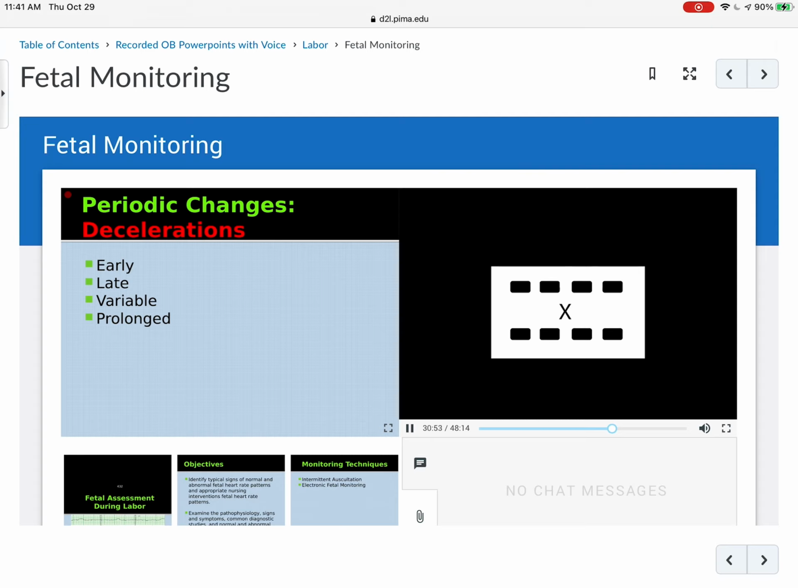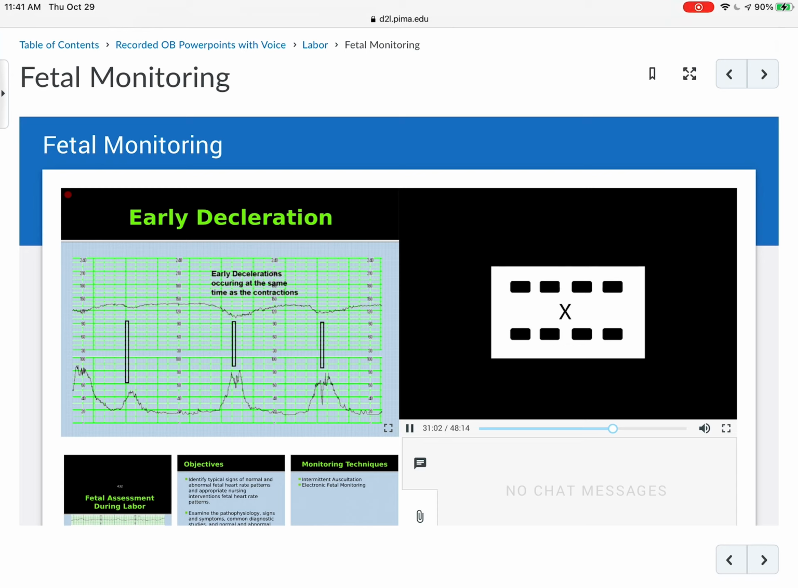So let's talk a little bit about some periodic changes that we call decelerations. We'll talk about early, late, variable, and prolonged decelerations. Early decelerations. Look at the contractions. Early decelerations mimic or mirror the contractions. When the contraction begins to go up, the fetal heart rate goes down. At the peak of the contraction, you'll have the peak of the deceleration. Once the contraction goes down, the fetal heart tone goes back to normal.